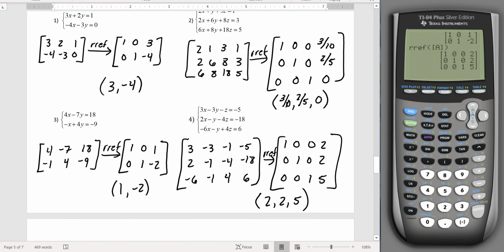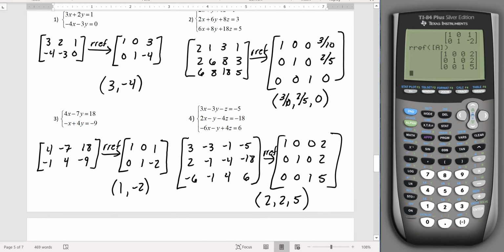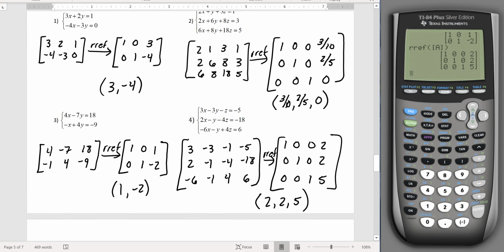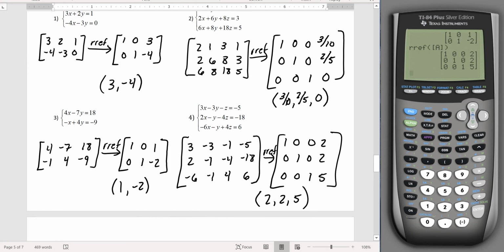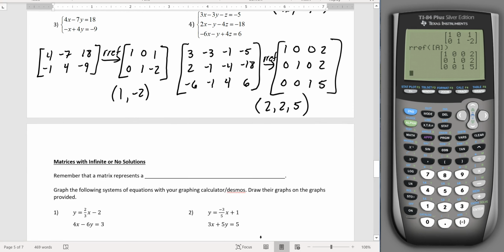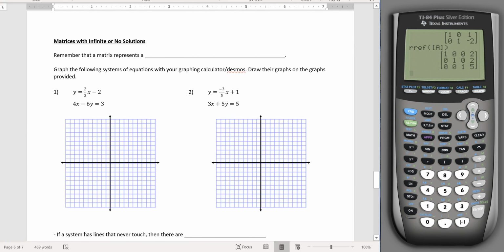So in all of these matrices, we had one solution. The lines intersected at one point. But we know that's not the only option. If we remember from 5.3, there's two other options: infinite solutions or no solutions. So remember that matrices represent a system of equations. So what I'd like you to do is pause the video and graph these two systems, number 1 and number 2.